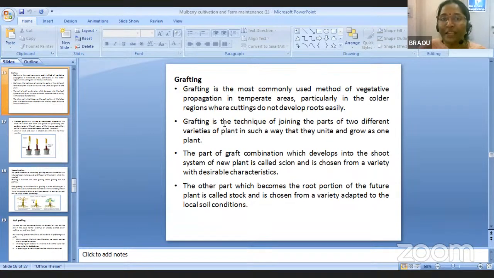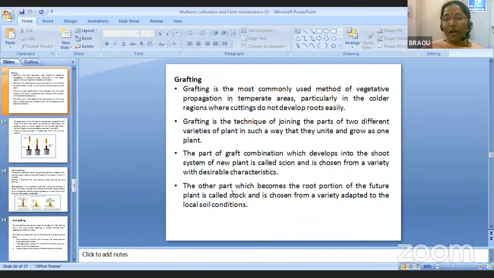So you have different names for that. The part of the graft combination which develops into the shoot system of a new plant is called the scion, and is chosen from a variety with desirable characters, whatever character you want in that plant. So for example, if you want a different color rose, you take that cutting of a rose and keep it in an area where it can grow even in too hot areas, because usually you have beautifully colored flowers only in the cold region, but you want that same color in a dry area where the temperature is too high. You're going to select a plant which can grow even in the hotter conditions. You're going to take that scion, that is the preferred character that you want, and graft it to it, and what you get is ultimately the plant or the color that you want. So that is basically the scion and the stalk.